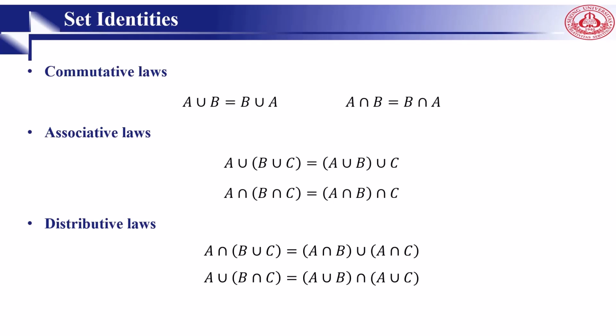In the associative law, if we have three sets, we can change the parentheses, the priority. A union B union C is equal to A union B union C with different grouping. A intersection B intersection C equals A intersection B, and the result intersected with C. Then we have the distributive law. A intersection of B union C equals A intersection B union A intersection C. And A union of B intersection C equals the intersection of A union B and A union C.